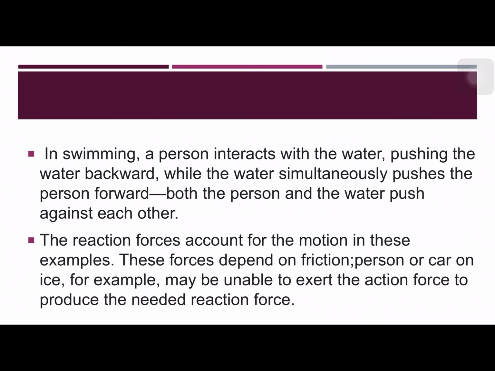Okay, so that's it. In swimming, a person interacts with the water, pushing the water backwards, while the water simultaneously pushes the person forward. If you don't push the water backward, water will not push you forward. So, my dear friends, applying it to your examinations, unless and until we read the book, it will not make you pass. It is you who should read the book. It is not the book which makes you pass. That's just for the joke purpose. Both the person and the water push against each other.